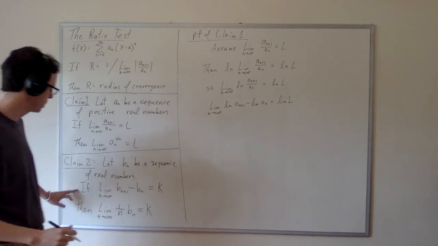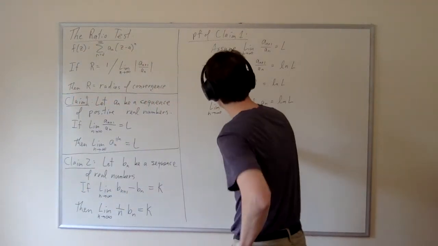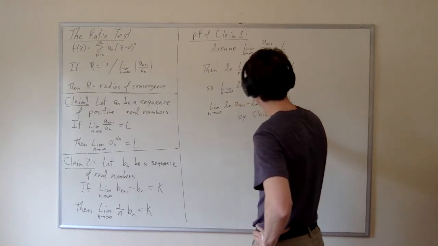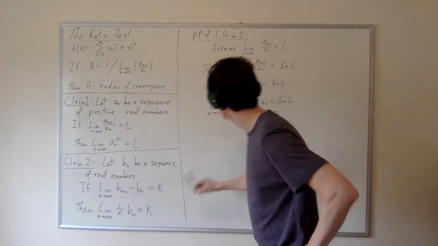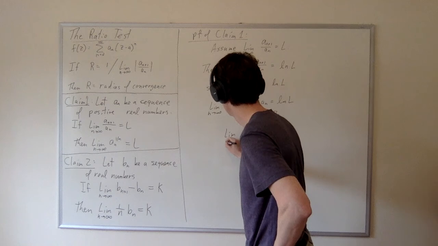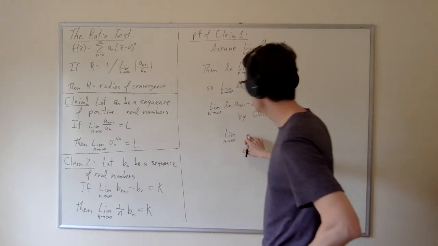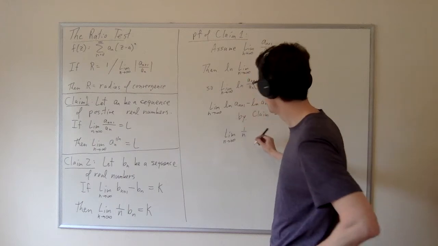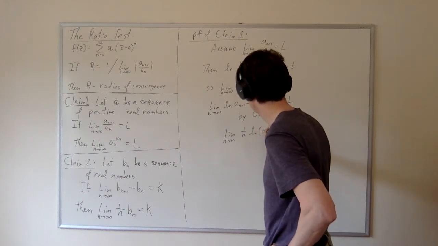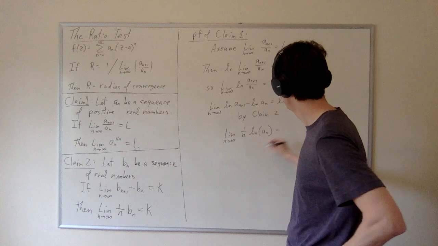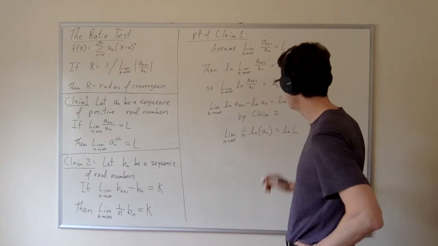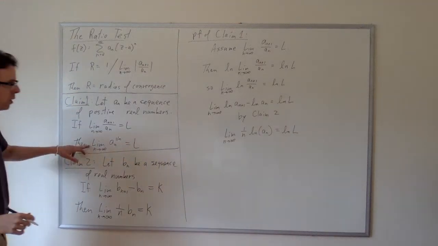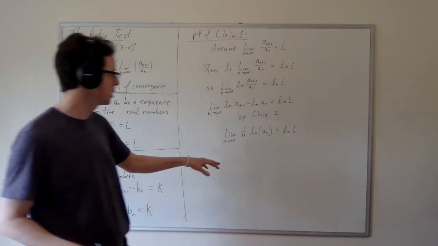So from claim 2, we get to determine this. So by claim 2, what do we get? We get the limit as n goes to infinity of 1 over n times the logarithm of a_n is equal to, well, the same value, the logarithm of L. And now that's not what I'm looking for. I need to get rid of the logarithms somehow.